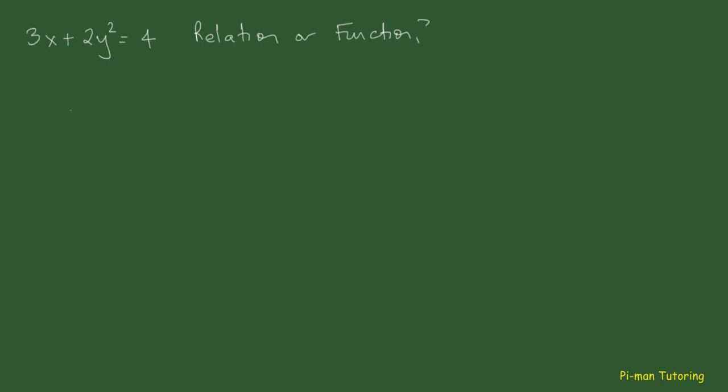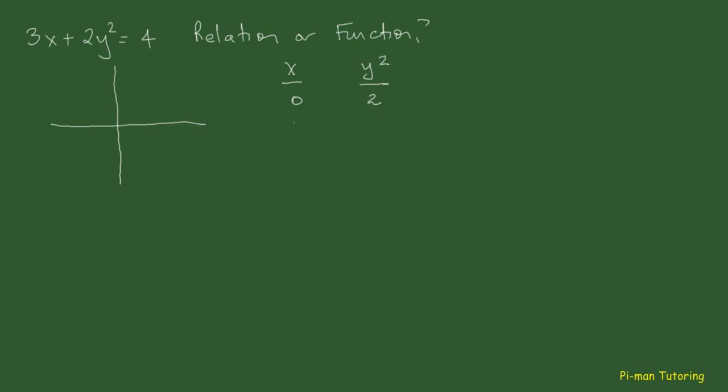And as I said earlier, sometimes the best way to determine that is to sketch the graph. Let's make a small table of values. Rather than x and y, let's do x and y squared. The reason for that is because we don't want to introduce any ambiguity about the square root yet. So when x is 0, feeding into the equation, that means 2y squared is 4, and therefore y squared must be 2.